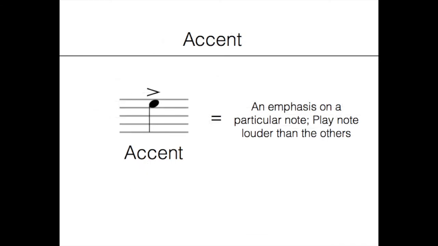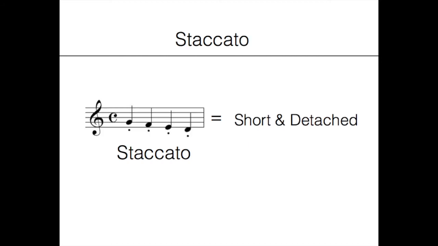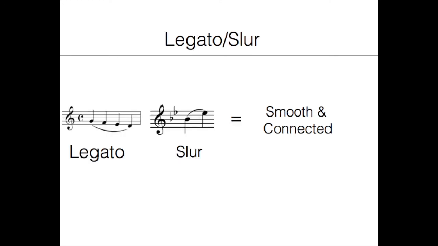Accent means to emphasize the note, to essentially play the note louder than others. Staccato means to play short and detached. Legato or slur means to connect the notes together and play smoothly. A slur, in particular, refers to the same thing, only done with 2 notes.